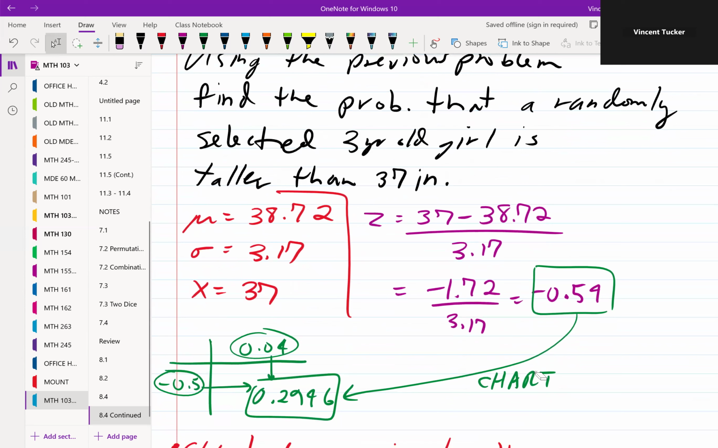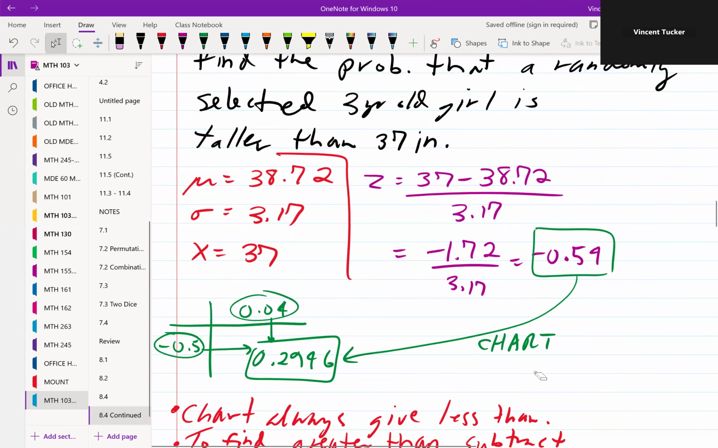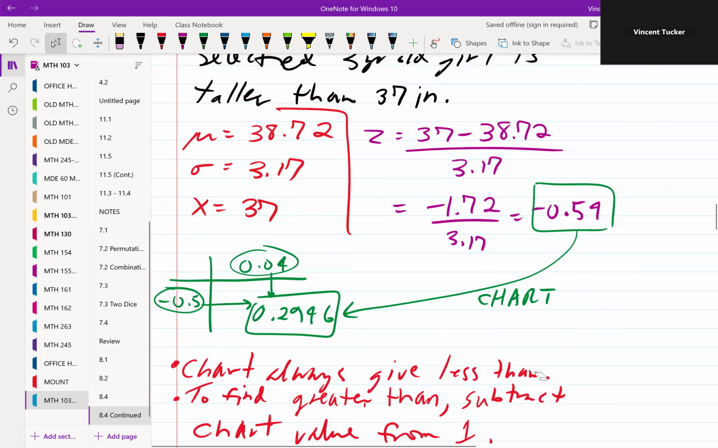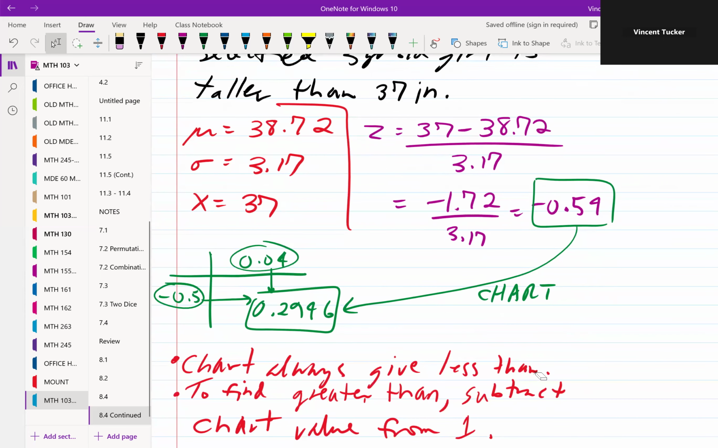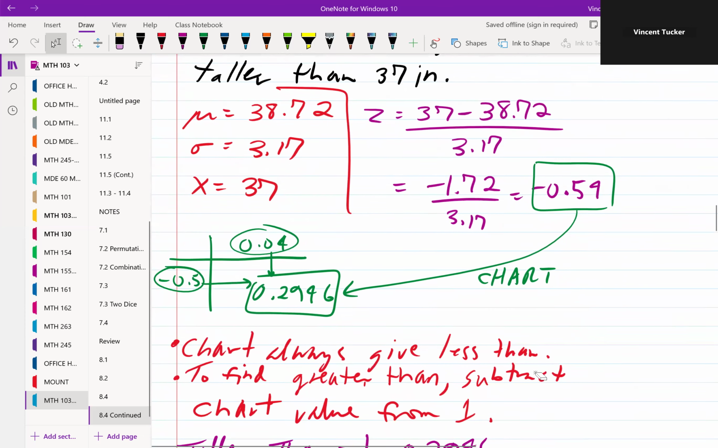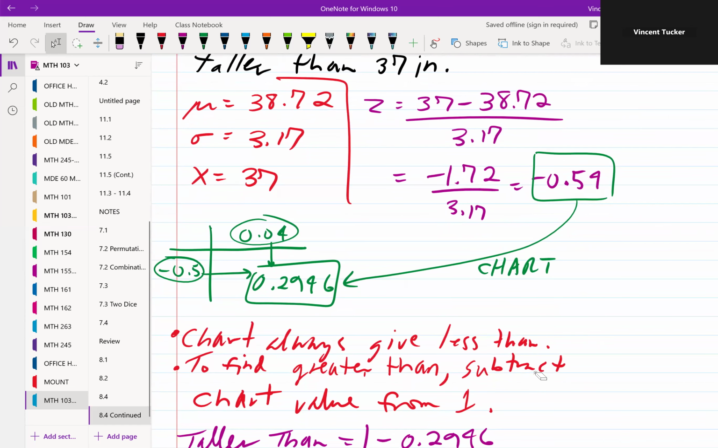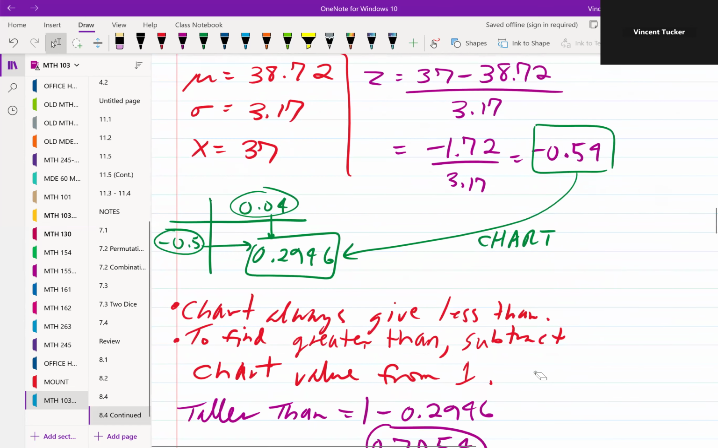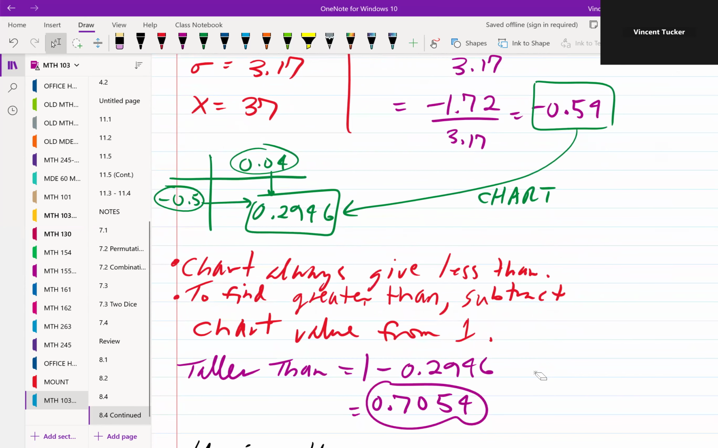Once you have your z-score, you go to the z-score chart. Negative 0.5 on that left column, 0.04 on the top row, and that'll give you 0.2946. So the chart always gives less than. We mentioned that before. Now to find greater than, we're going to subtract the chart value from 1, because remember, that's what we're looking for. Taller than is another way of saying greater than. So 1 minus 0.2946 is 0.7054.